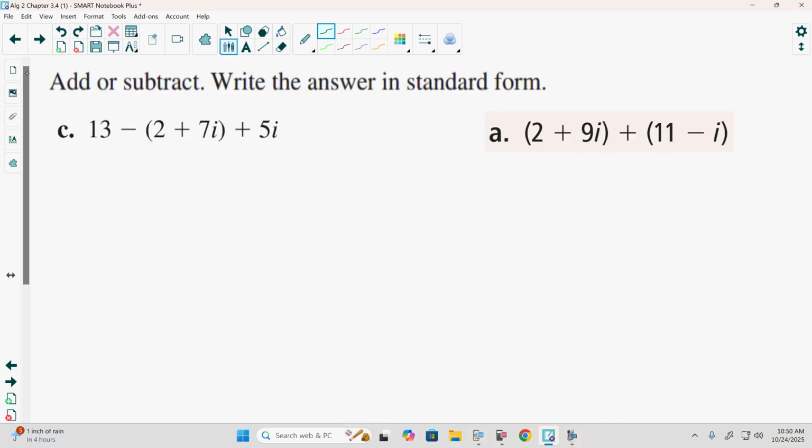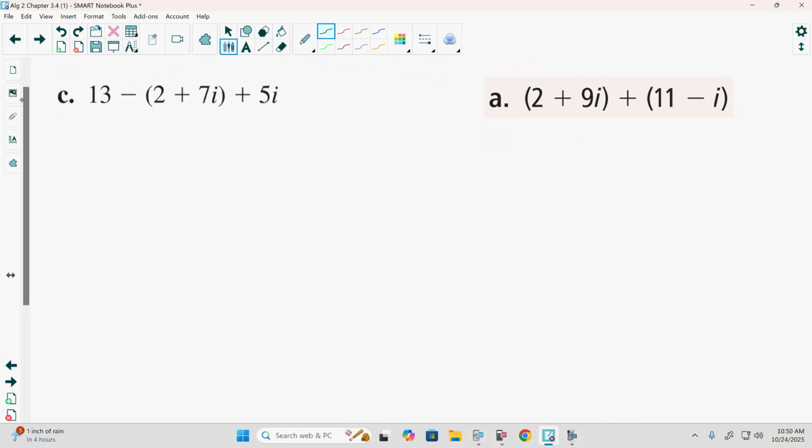Let's look at the next one. 13 minus (2 plus 7i) plus 5i. Now again, the first thing we need to do is simplify our parentheses. So here we're going to have to distribute that negative through, which will turn our positive 2 to negative 2 and our positive 7i to negative 7i, plus 5i.